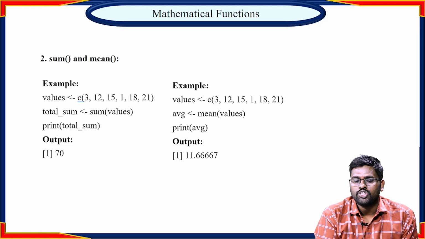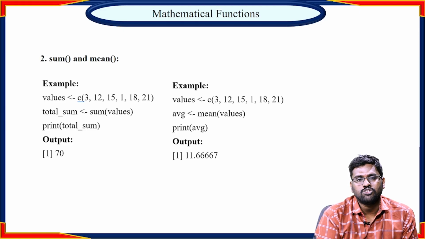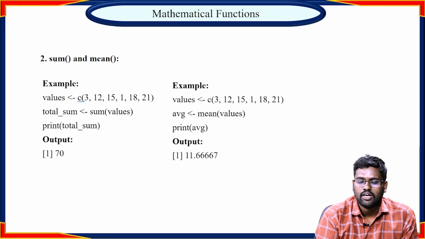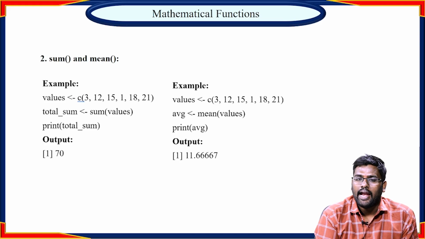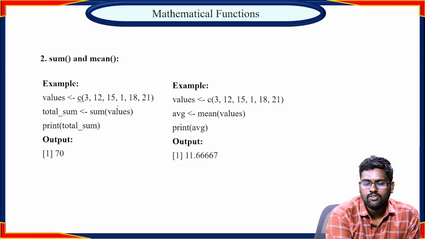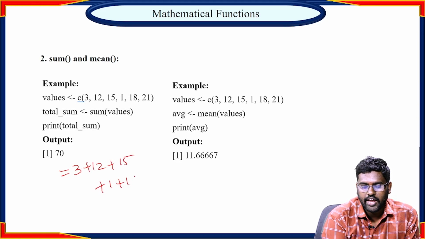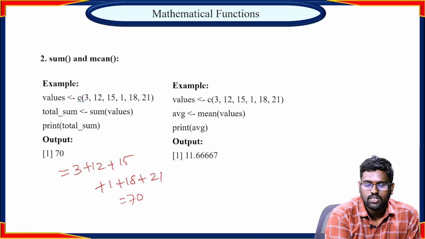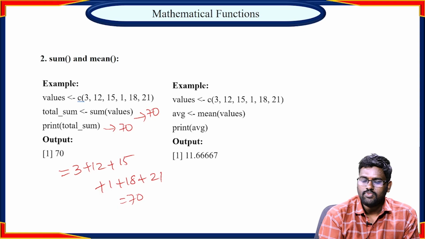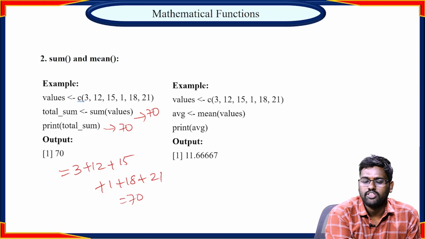Next one, sum function and mean function. Sum function is used to sum all the values in the given vector, and mean function is used to add all the values and divide by the total count of values. Here I took the same values. Sum of values adds 3 plus 12 plus 15 plus 1 plus 18 plus 21. Finally the value is 70. The value 70 will be stored here and the total sum 70 will be printed.